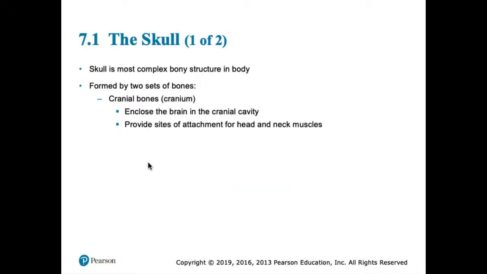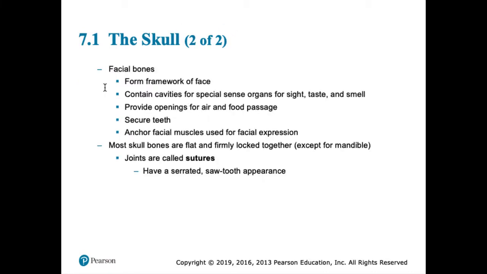So the skull, of course, is the most complex bony structure in the body. It is formed by two sets of bones, the cranial bones, which form the cranium enclosing the brain and the cranial cavity, and it provides sites of attachment for the head and neck muscles. There are also facial bones, which form the framework of the face, contain cavities for special sense organs for sight, taste, and smell, provide openings for air and food passages, secure and anchor the teeth, and anchor facial muscles for facial expression. Most skull bones in general are flat and firmly locked together, except for the mandible, which you'll see as you start learning about those.